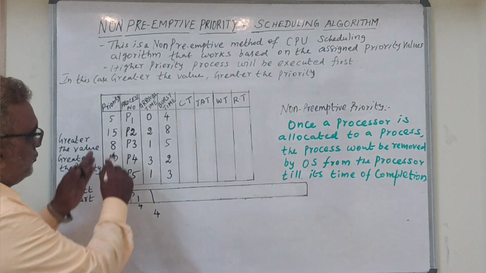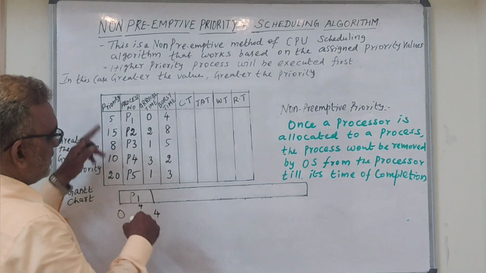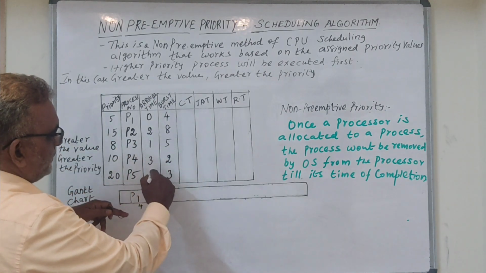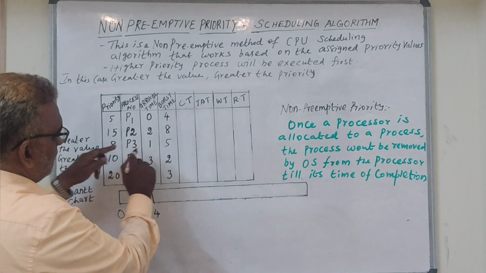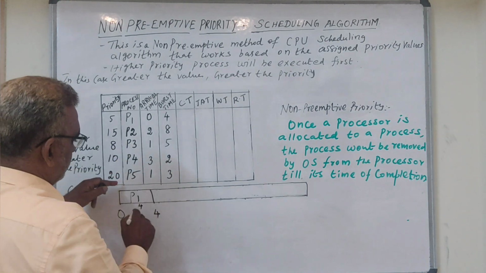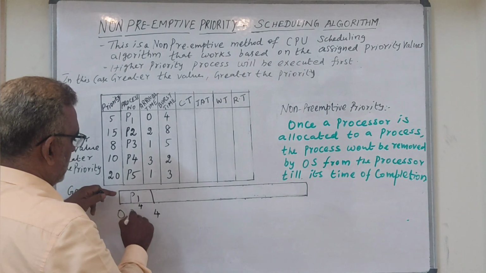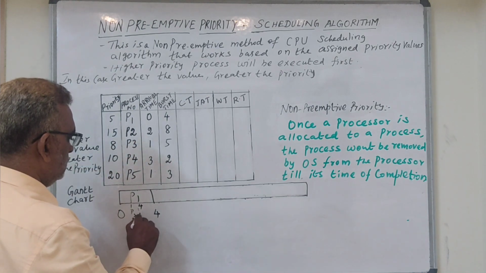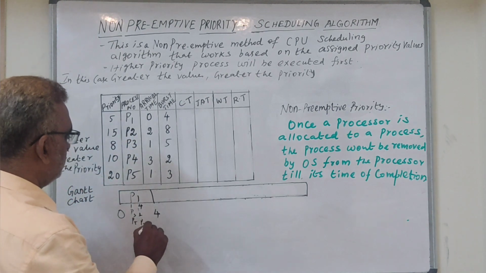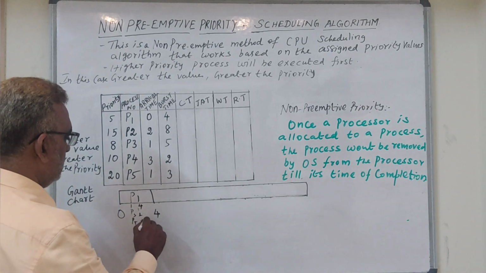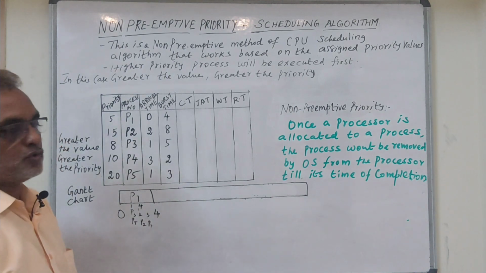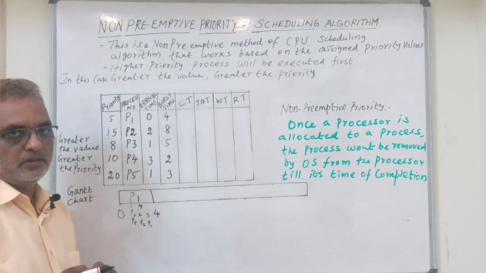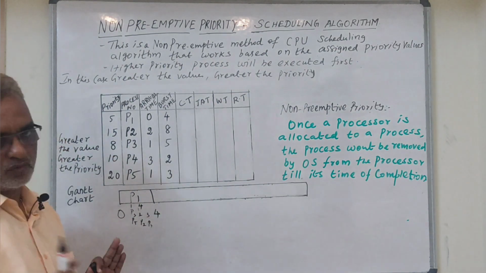During this period 0 to 4, we have to check whether any other process arrived. If you go through the arrival times, 2 processes arrived at time 1, that is P3 and P5. At time 2, P2 arrived. Similarly at time 3, P4 arrived. So within this time period, all other processes entered the queue, within this 0 to 4.